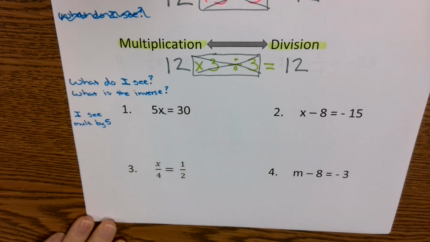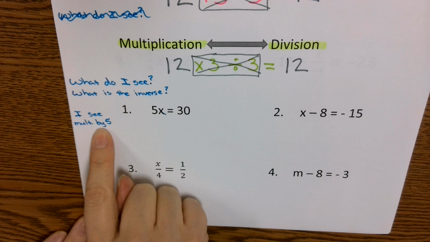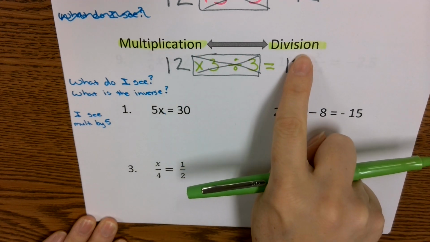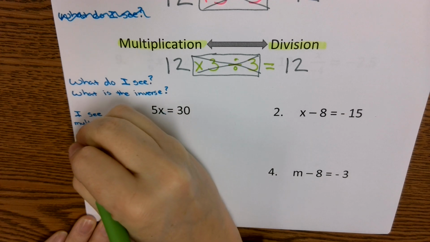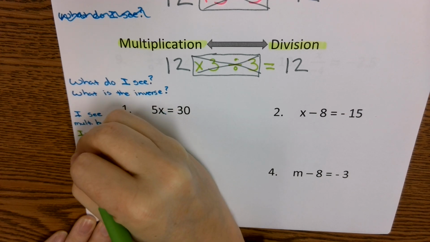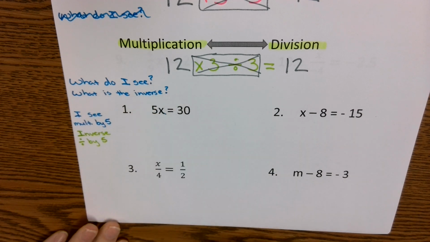Okay, so now I need to identify the inverse. What is the inverse of multiplying by 5? What's the inverse, guys? Dividing. Our inverse of multiplication is going to be to divide. So instead of multiplying by 5, then I'm going to do division. So my inverse is going to be to divide by 5.